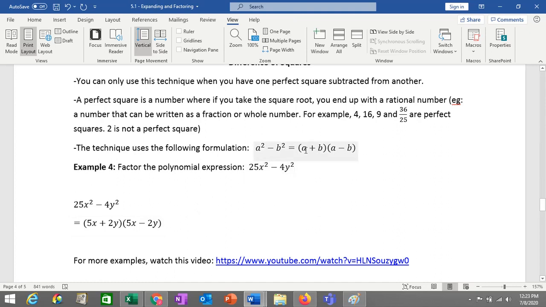But it's generally pretty easy if you recognize the pattern. Just take the square root of this, the square root of that, and fill everything in. One more important thing to tell you about this: if this is a plus sign, you can't do this technique. So a difference of squares must be a difference. It must be subtraction. If there's a plus, it can't be factored. So just leave it.